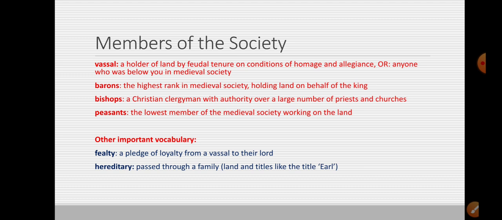Hereditary, we already mentioned this earlier in previous lessons. For example, the monarchy was a hereditary system. The son became a king after his father died. So being a king or a queen was a hereditary title. So it passed through a family, and of course land and titles like the earl or king were hereditary titles, passing on from father to son, from family to family.